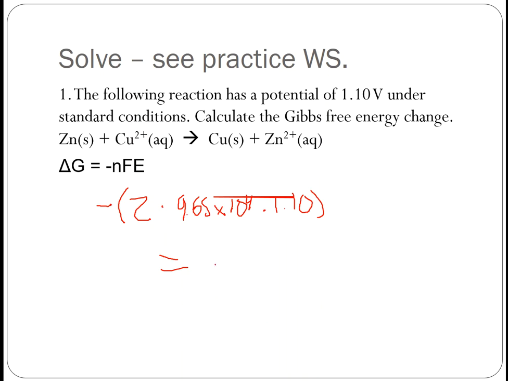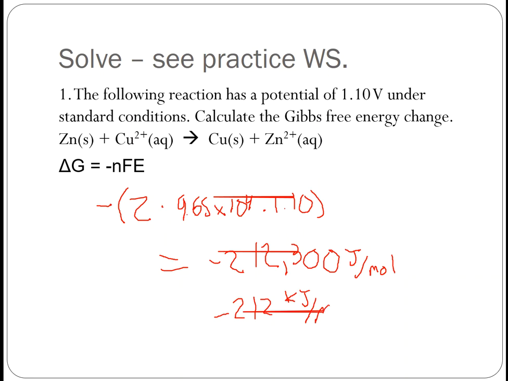In this case, if we multiply those out, we get negative 212,300 joules. And that's actually joules per mole. I would show you how the units cancel out if I had a better pen to write numbers with. But we might change it to kilojoules per mole, for sig-fig purposes, and usually delta G is given in kilojoules per mole anyway. And this all makes sense.